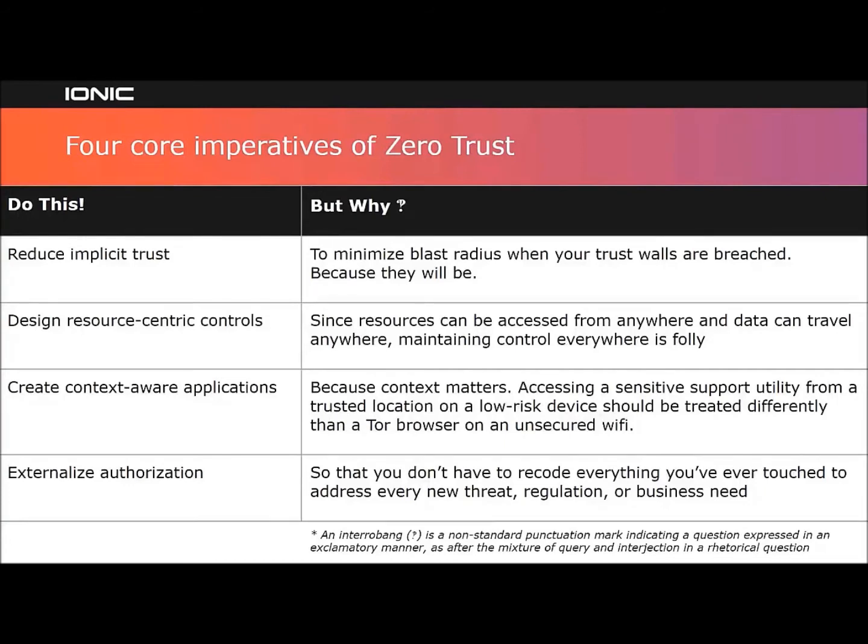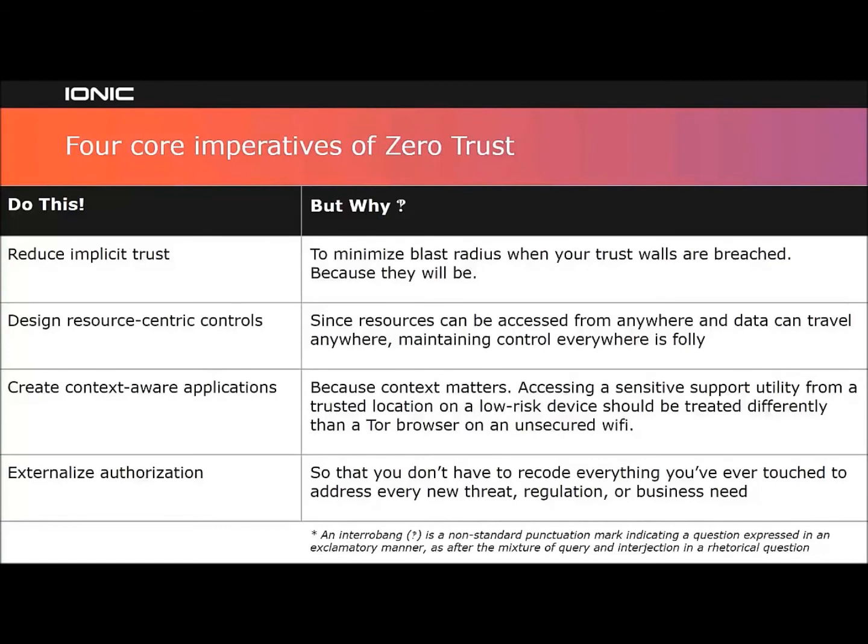The simple answer is because context matters. Thinking about that support utility example that Ken talked about earlier, if Twitter had limited accessing that support utility to only users coming in from trusted locations or low-risk devices or any other factors that were important for them to consider, those types of requests should be treated completely differently than somebody who's using a random Tor browser, unsecured Wi-Fi that's coming out of band, so to speak, from another area.